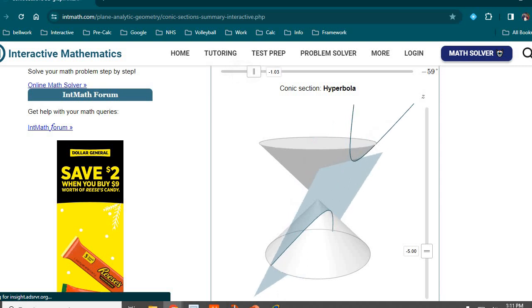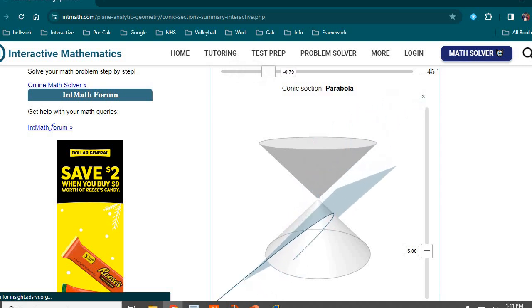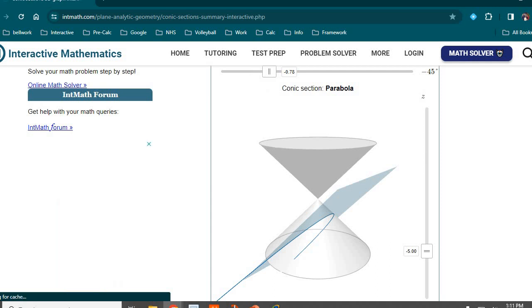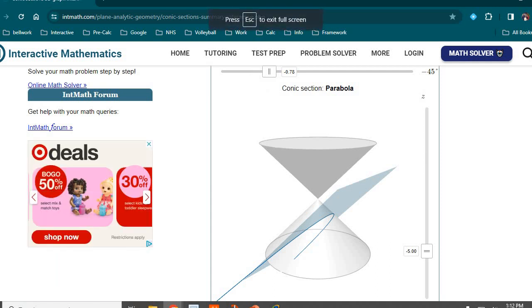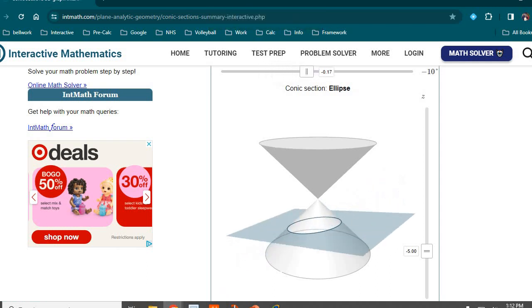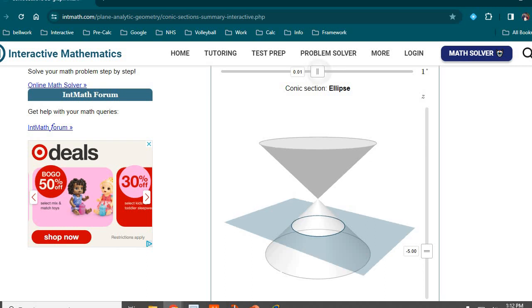Then as I change my angle, notice that if I'm at a 45-degree angle, we just get a parabola, which is what we'll be talking about today. Then if I keep going, notice that we get an ellipse. And if I cut it exactly straight across, sometimes this doesn't look very nice, we will get a circle.